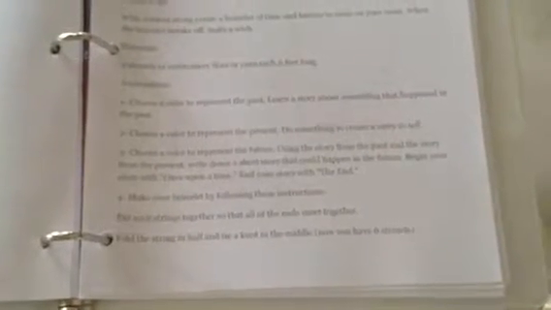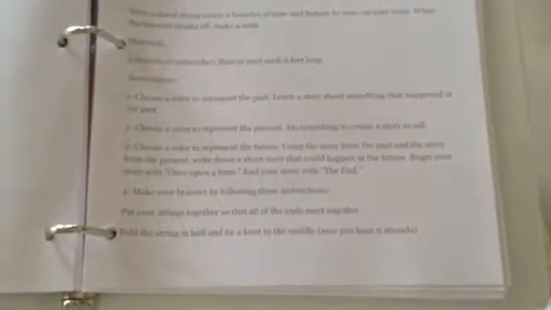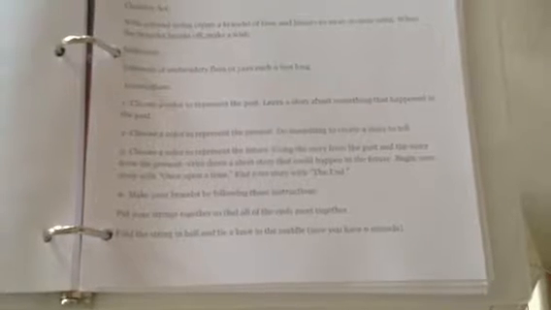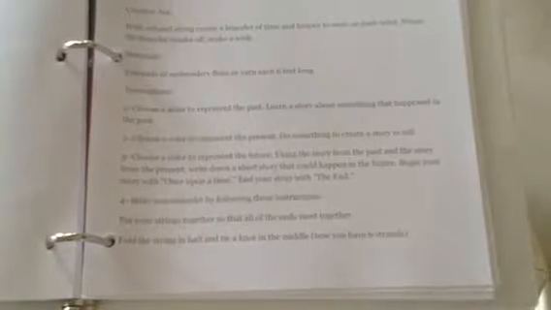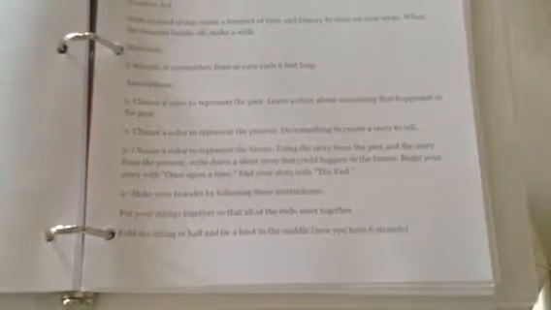Instructions. Choose a color to represent the past. Learn a story about something that happened in the past. Now this is where the mother mentor would do some guiding and be able to teach the child about a story in history. And this can be a story that happened to George Washington in America. It could be a story about Buddha over in Asia. It could also be a personal story.